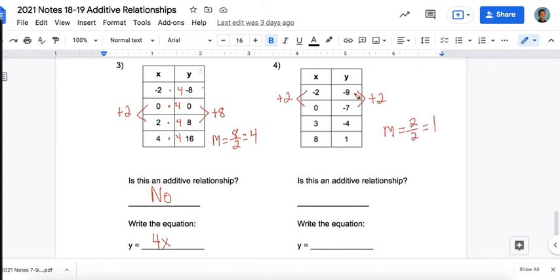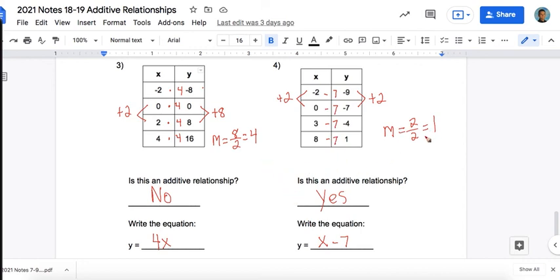So let's look at the x and see how we are getting to the y. And it looks like we're going down. And if I look here, this might be easiest to see. From 8 to 1, I'm going down by 7. So the rule is going to be x minus 7. And let's double check it here. If I subtract 7, I get negative 9. 0 minus 7 is negative 7. 3 minus 7 is negative 4. And 8 minus 7 is 1.